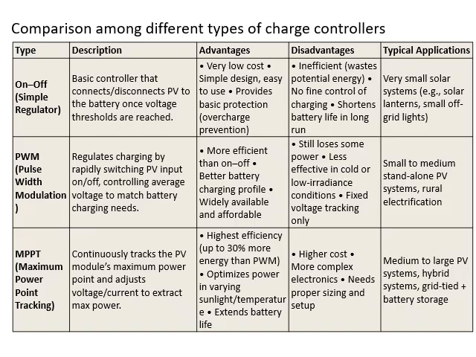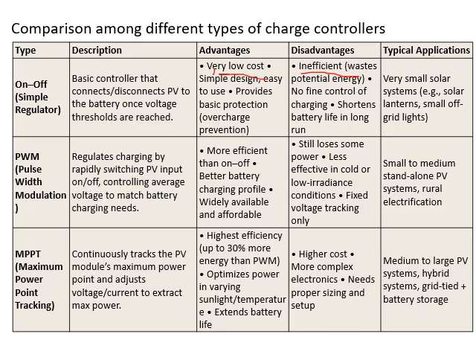There is a comparison among different types of charge controller. On-off type, a simple regulator, and its typical application is very small solar systems, with solar lanterns, small off-grid lights. It's kind of inefficient. It wastes the potential energy and has no fine control, right? Because when it's on-off, there is definitely no fine control, but it has some advantages. It's very low cost and simple design, okay?